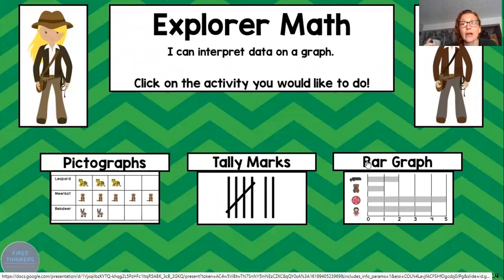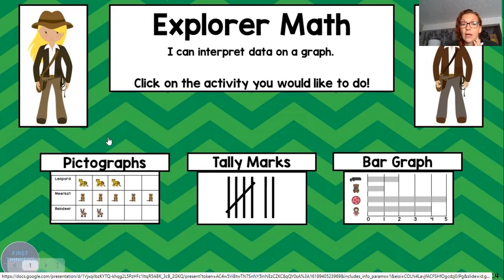Everybody, and welcome to our review today. We are going to be reviewing graphing. You can tell by this. So this thing is pretty cool because we can choose what we want to do and it goes to that section. It's so neat. All right, so we need to figure out what kind of graphs we are going to do.